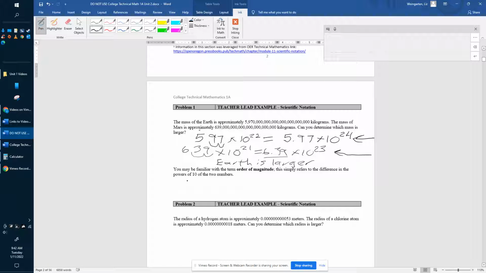You may be familiar with the term order of magnitude. This refers to the powers of 10 of two numbers. So we can say that Earth is larger by an order of magnitude of 10.